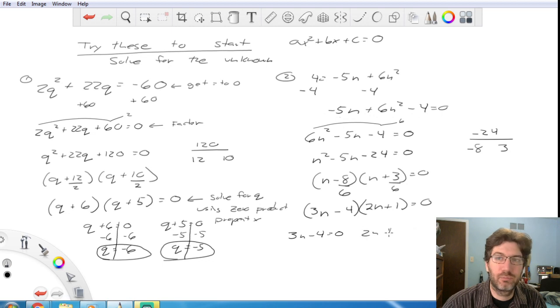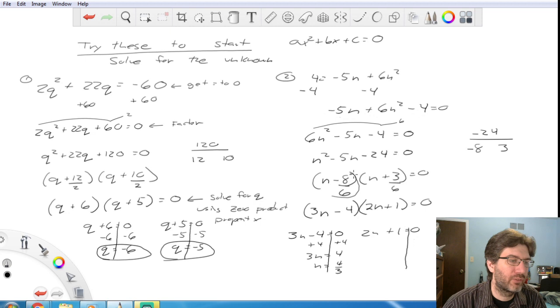And 2n plus 1 equals 0. In this case, you're going to solve for n. I guess I'll do one at a time. Add 4 to both sides and you get 3n equals 4. So n here is going to be 4/3, which is actually this answer right here reduced.